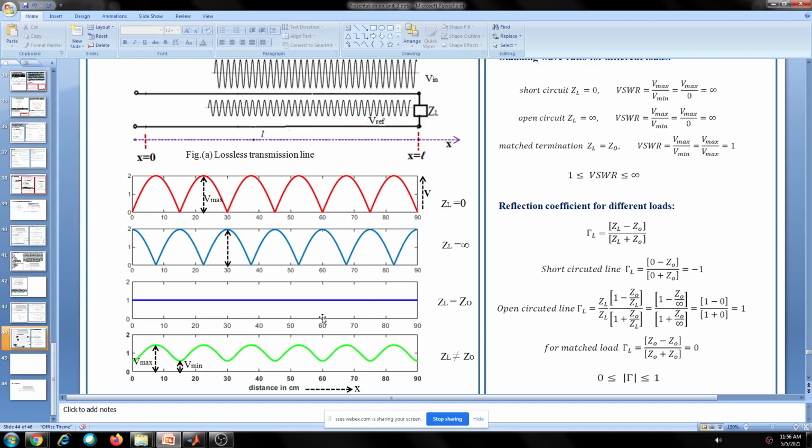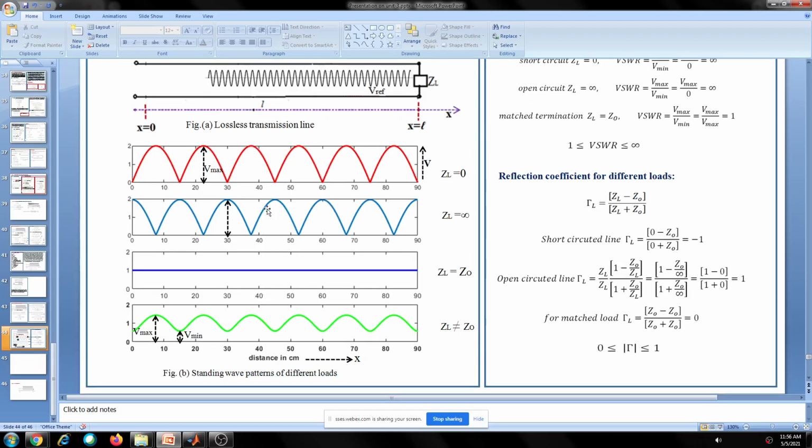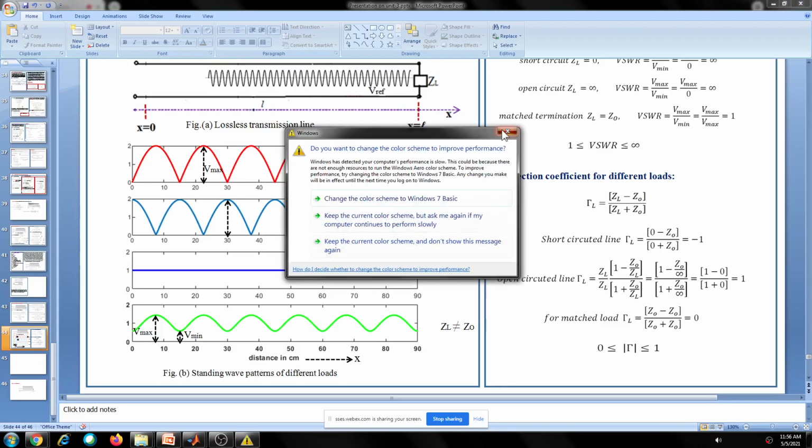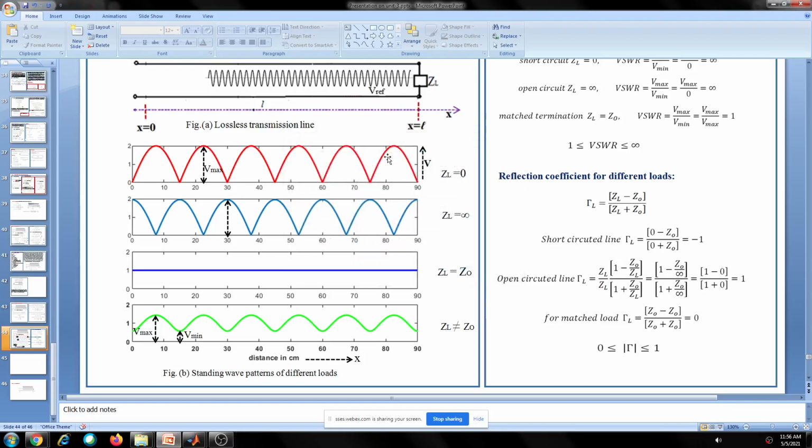That's why you find many applications of transmission lines. We will see those applications later. So this is the pattern over a transmission line, and on the lossless line, which we are studying now, these are called standing wave patterns, standing wave patterns for different loads. In the examination there may be a question: plot the standing wave pattern for different loads. You should remember this.